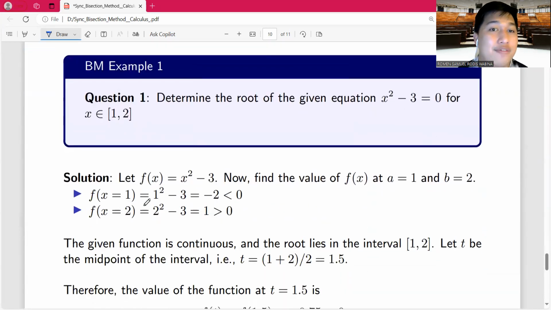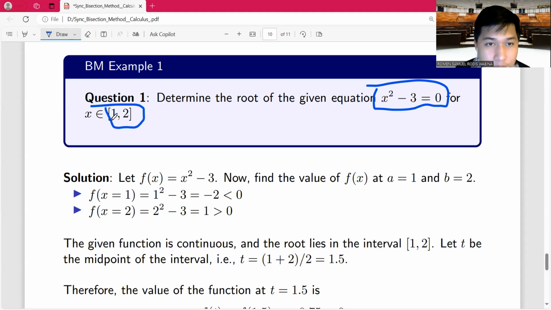So suppose we have an example. Our first example is that we need to determine the root of the given equation, x squared minus 3 is equal to 0, for x lying between the interval 1 and 2. So A and B, or the initial interval, is 1 and 2, and our equation is x squared minus 3 is equal to 0.